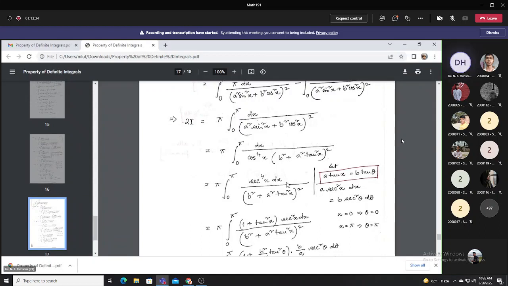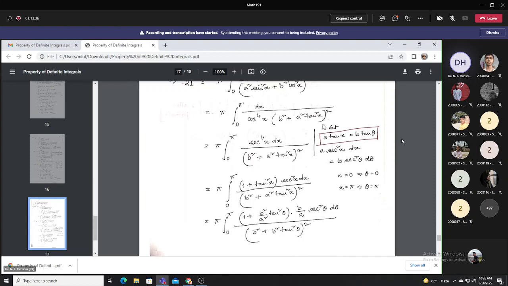And again here we are taking a substitution. Suppose that a tan x equal to b tan theta. If you do not know this technique, it will be very, very complicated. The previous one actually was not so complicated, but this one is. If you use this substitution, the calculation will be very easy for us. Then take the differential: a sec square x dx will be b sec square theta d theta.